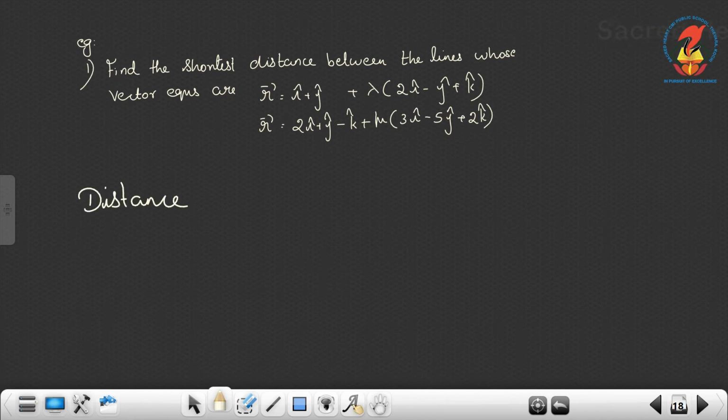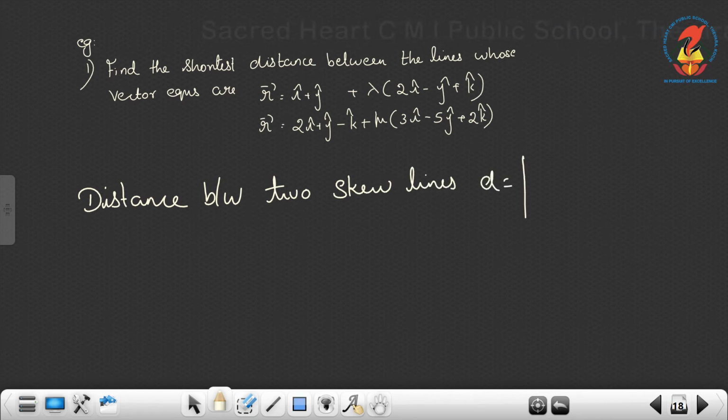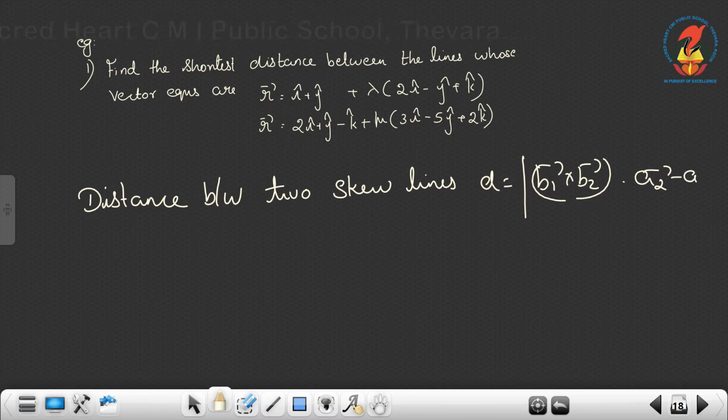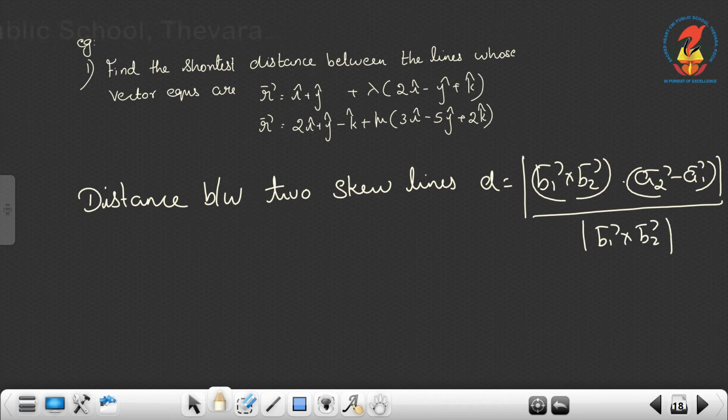So the distance between two skew lines, write the formula. D is equal to modulus of (B1 cross B2) dot (A2 minus A1), divided by mod of B1 cross B2. Now write what A1, A2, B1, B2 are. Everything you have to write.